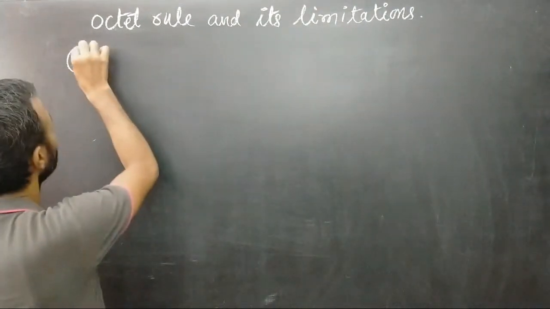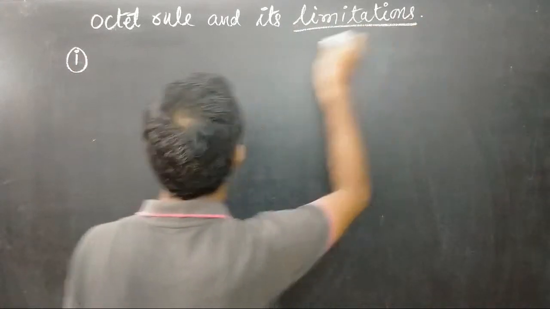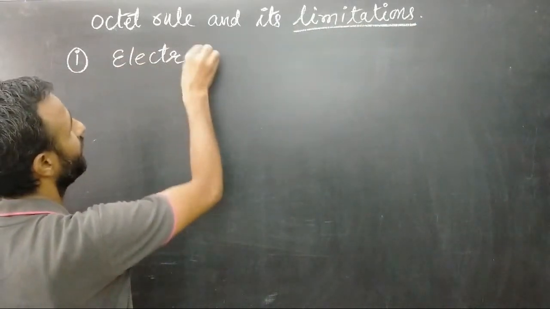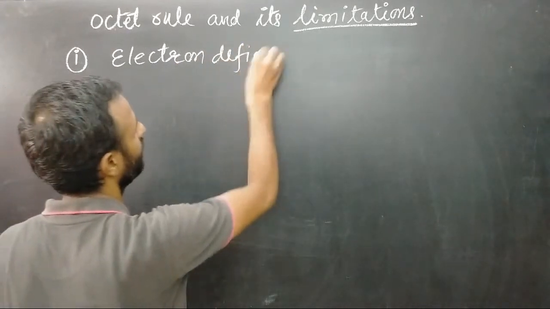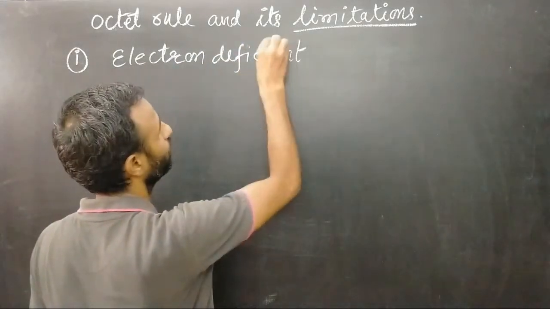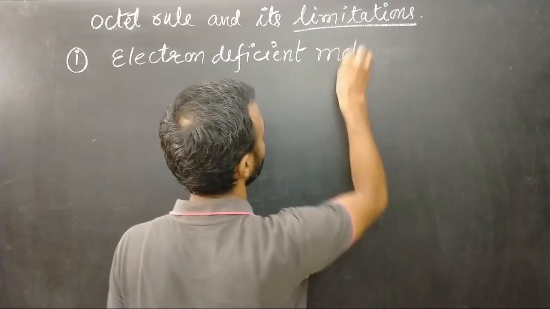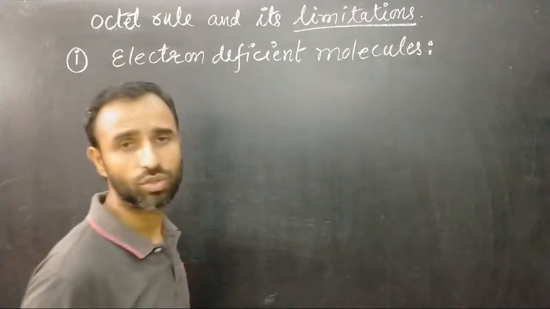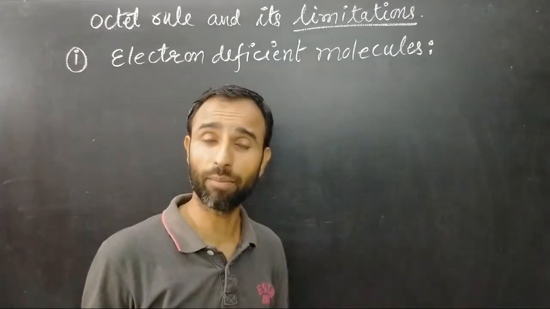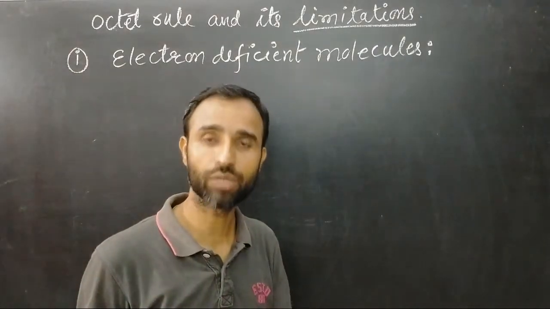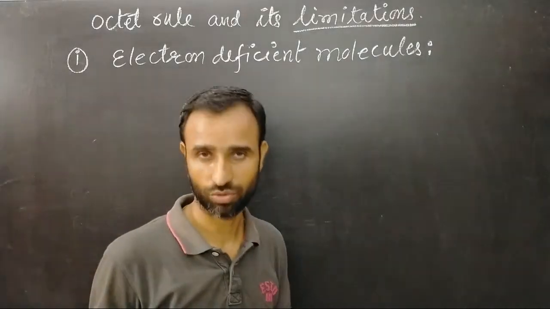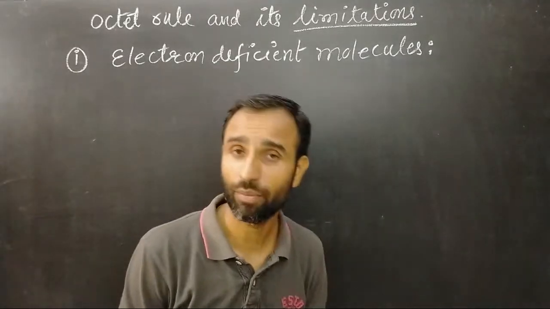So first limitation is electron deficient molecules. Those molecules which are stable, but in these molecules the central atom has less than 8 electrons, they are called electron deficient molecules.